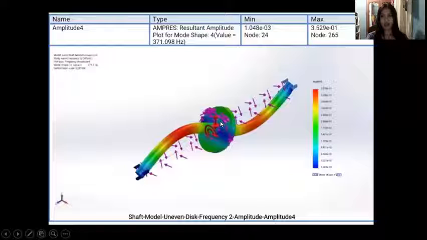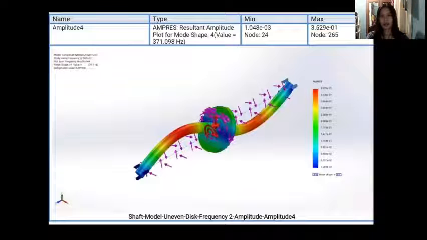So this is the amplitude 4, with a value of 371.98 hertz. The movement here is a wave-type frequency, like a wave along the shaft. We can see in the picture that the red part is mostly on the rod, not on the disc. The disc just follows the wave of the rod, drifting along.